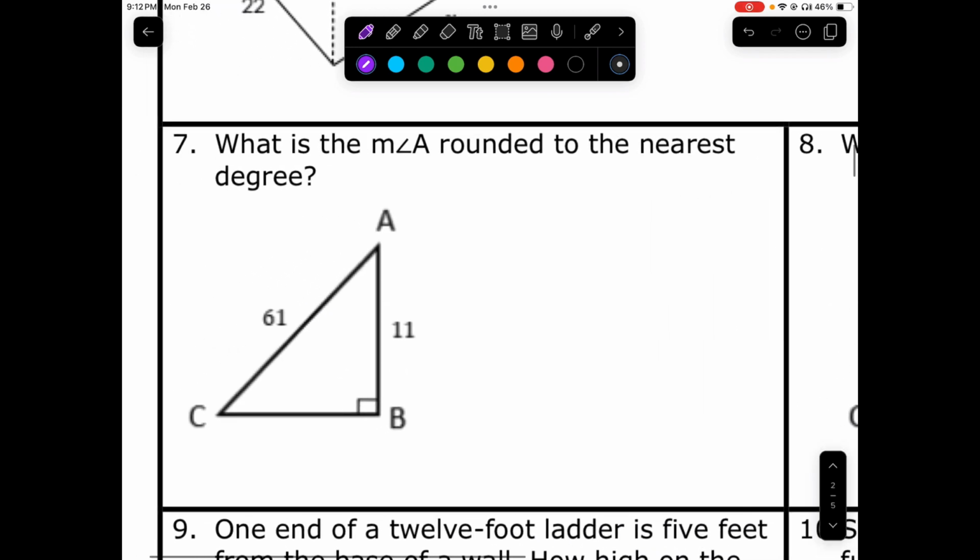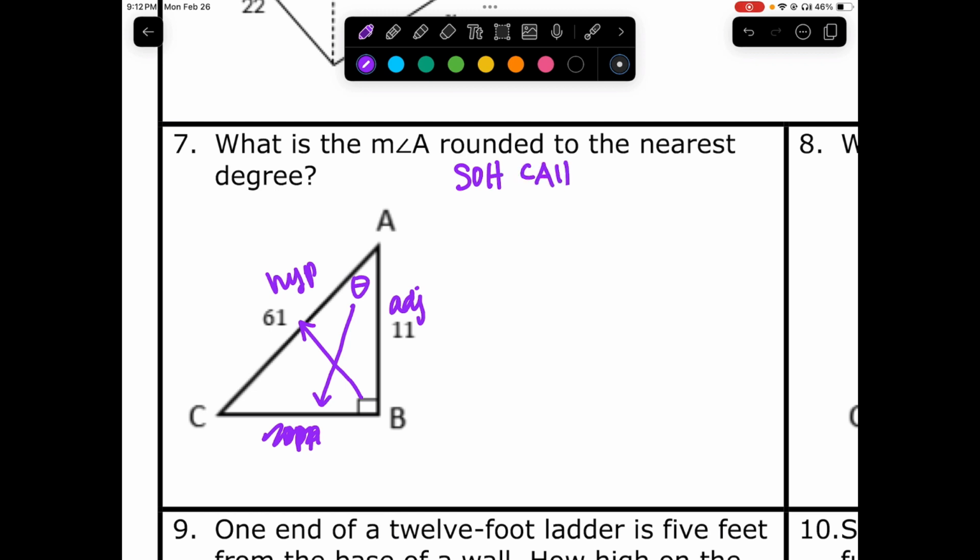Number 7. What is the measure of angle A rounded to the nearest degree? So I'm going to put theta right there, which means this is my opposite side. This is my hypotenuse, of course. And this would be the adjacent side. Opposite is blank. Leave it alone. So if we use SOHCAHTOA, we see that we have hypotenuse, which is H, adjacent, which is A. This is the only one with an H and an A. So we're going to use cosine theta. That's what the C stands for. The A is for adjacent. The H is for hypotenuse.